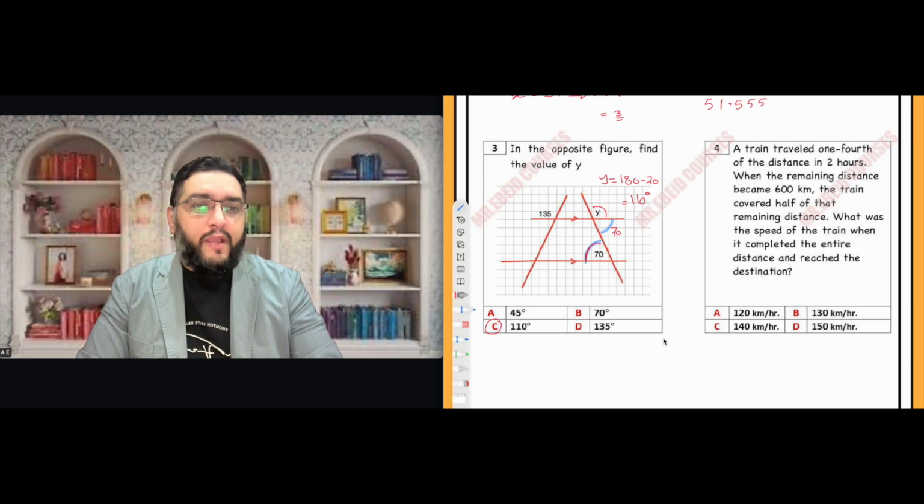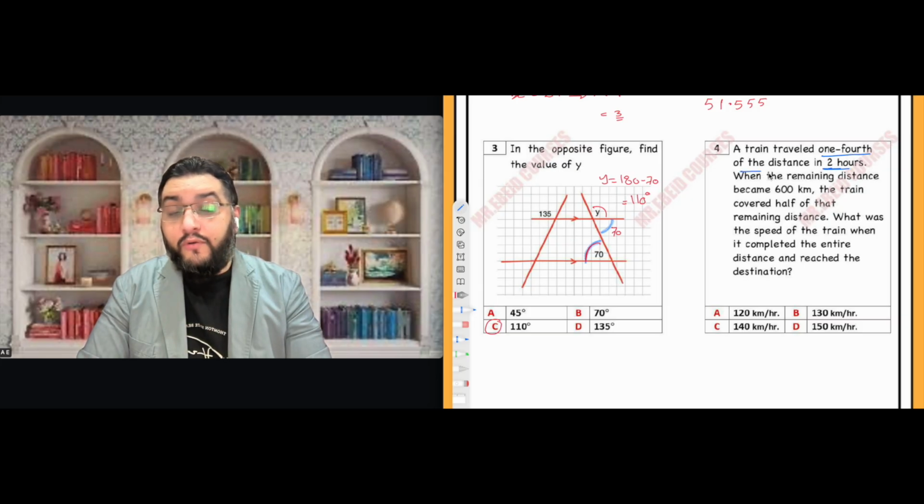Question 4. A train traveled 1/4 of the distance in 2 hours. When the remaining distance became 600 kilometers, the train covered half of that remaining distance. What was the speed of the train when it completed the entire distance and reached the destination? So we have a train that covers a quarter of the distance in 2 hours. It means that you just multiply 2 times 4 to find the time for all of the distance. So 2 times 4 equals 8. So we have 8 hours.